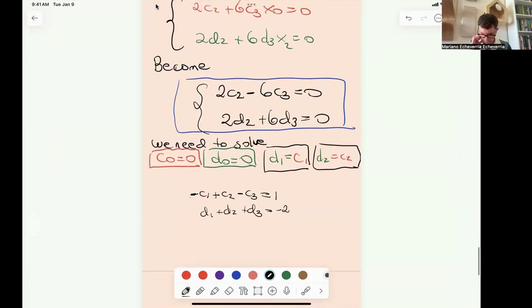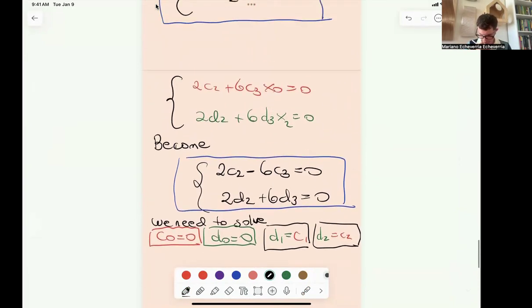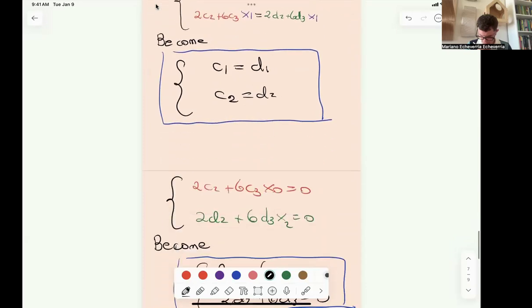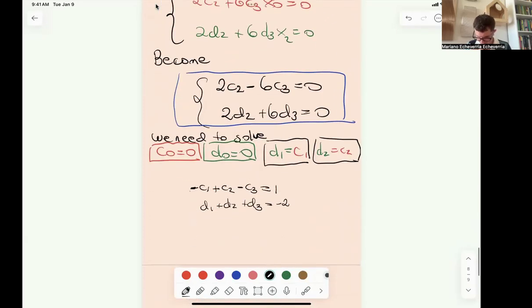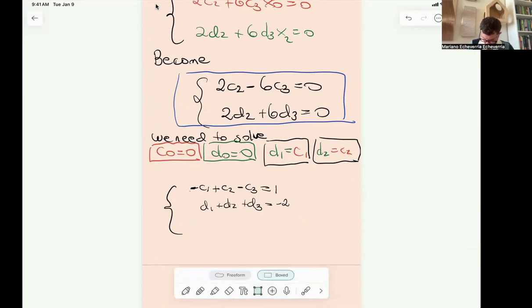Okay. And then the okay, so and then the last two are these ones.